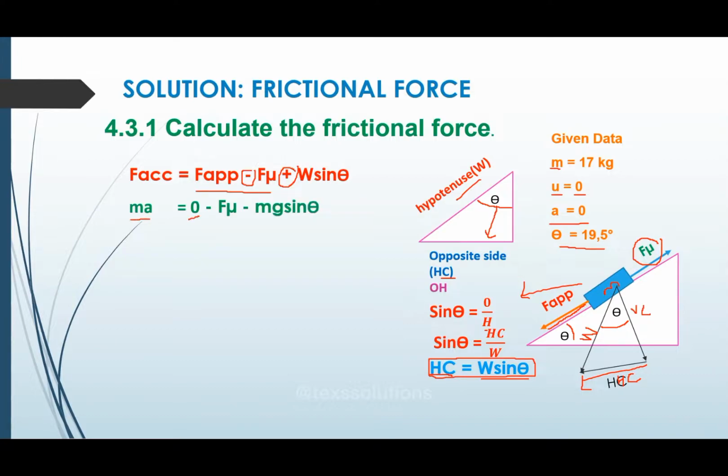Since the object is at rest, there is no applied force. The frictional force is what I'm trying to calculate, and weight is calculated as mg. So it's going to be mg sine theta. Let's substitute. My mass is 17. There is no acceleration. It is 0 because it's at rest.